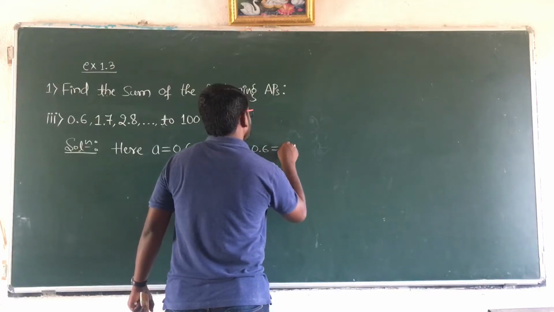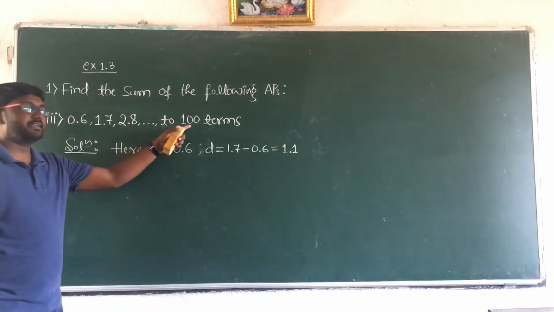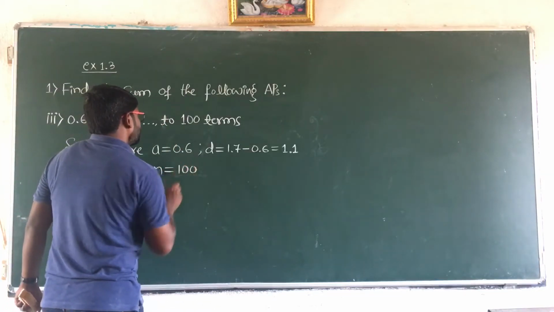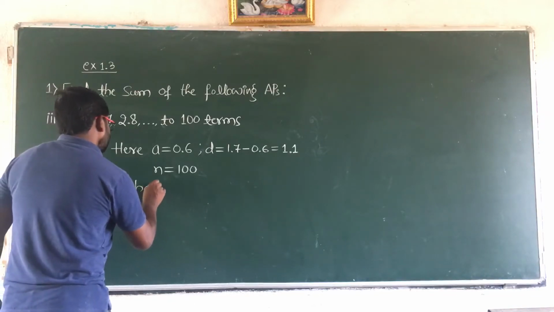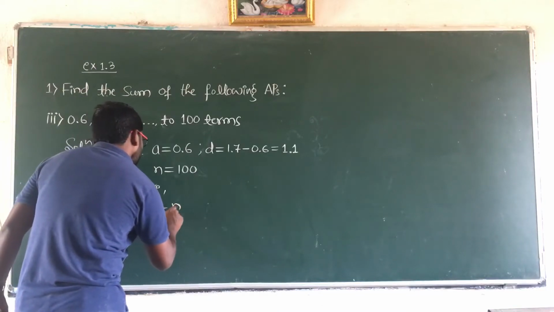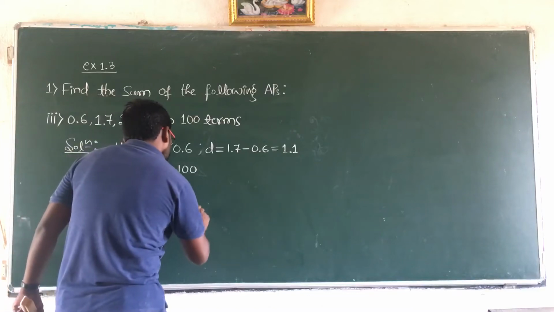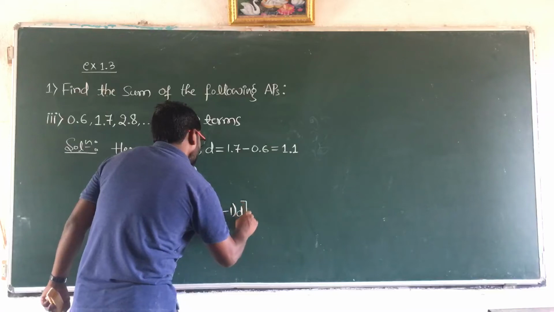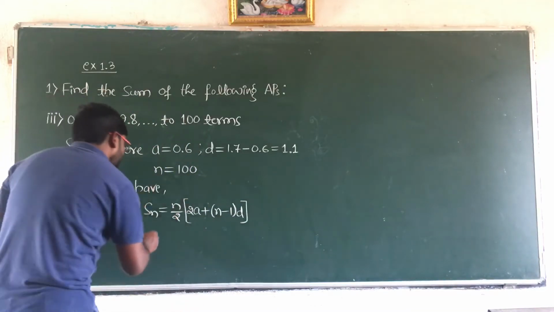1.1. So this is the value of the common difference. Now what is the value of n here? It is 100. So n is equal to 100. Let us substitute in the standard formula. We have Sn equal to n by 2 into the bracket 2a plus n minus 1 into d. Let us substitute in this particular formula.